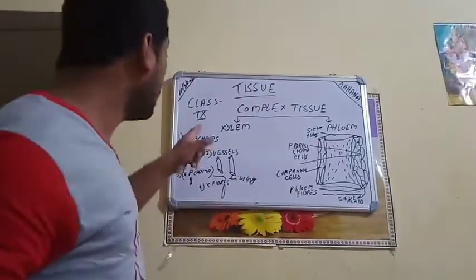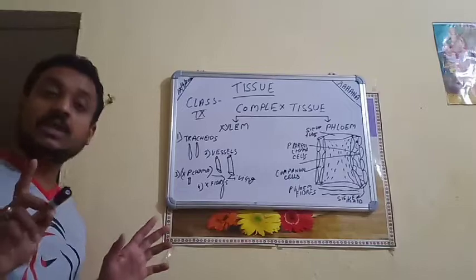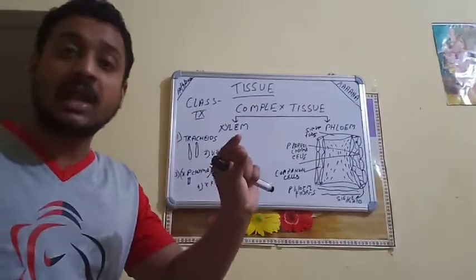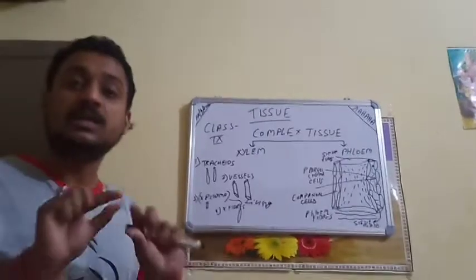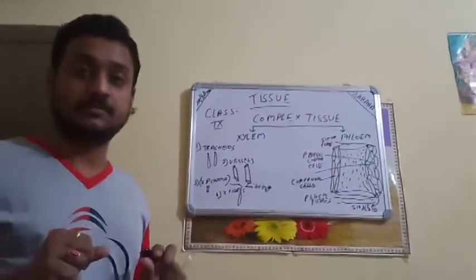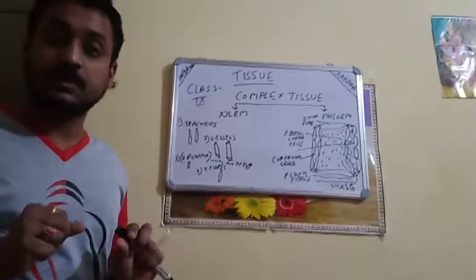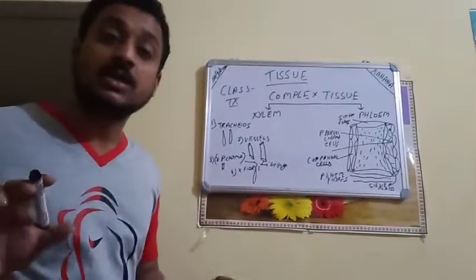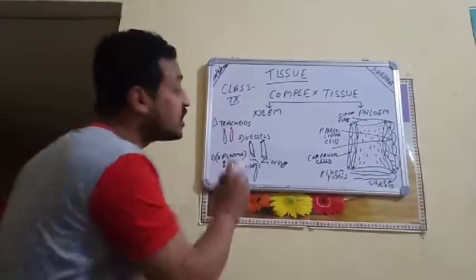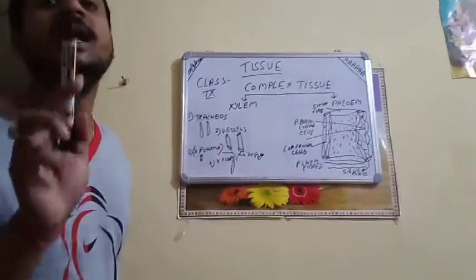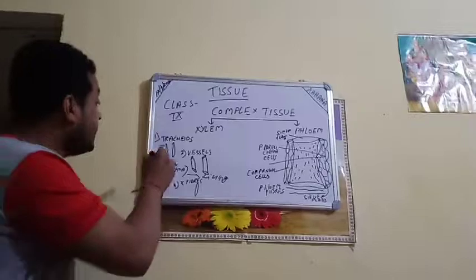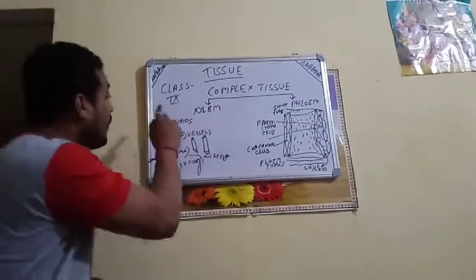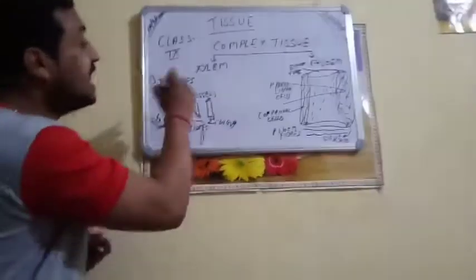Now, starting with the tracheids. Tracheids are slender-like structures. Slender means thin and elongated. So, these tracheids are generally made of lignin. Means tracheids, though they are made up of dead cells, I repeat, though they are made up of dead cells, they are lignified.